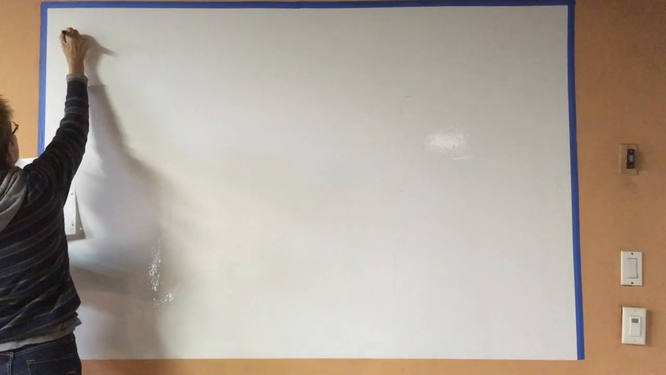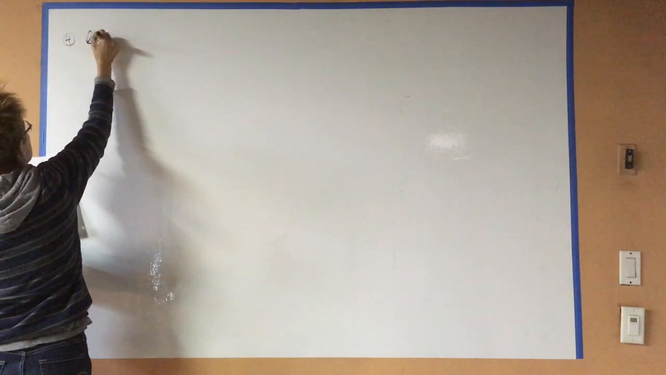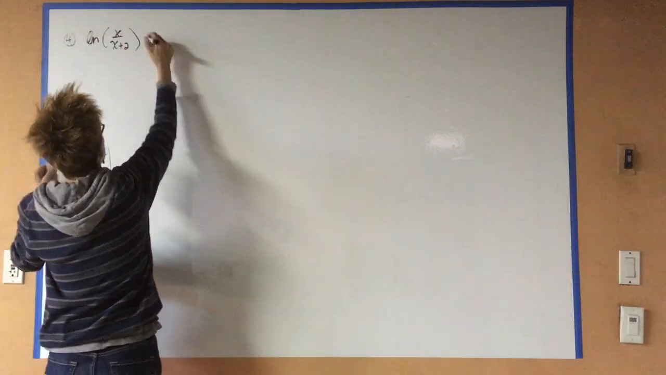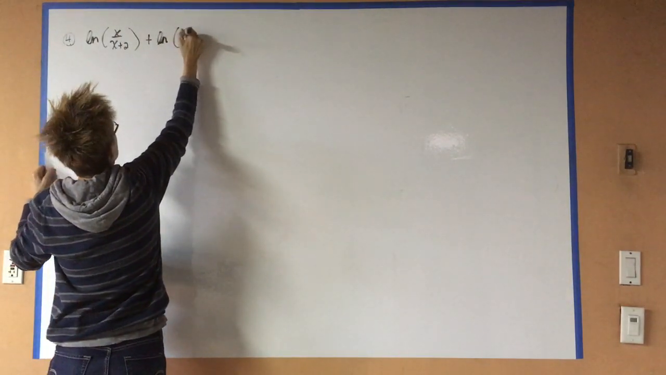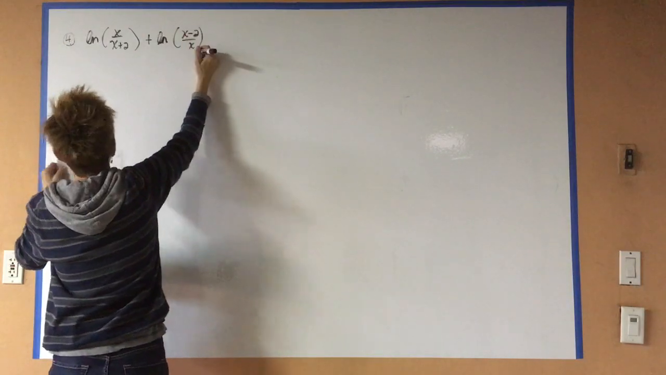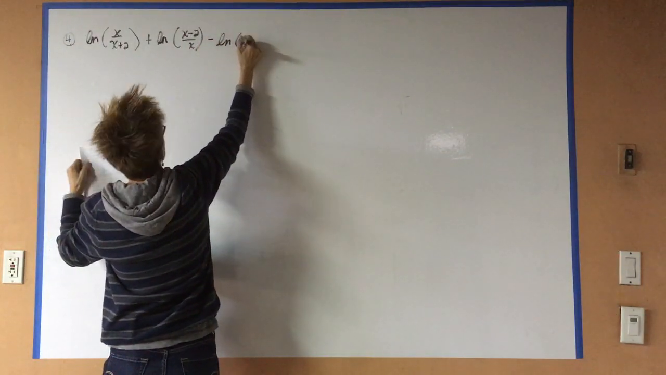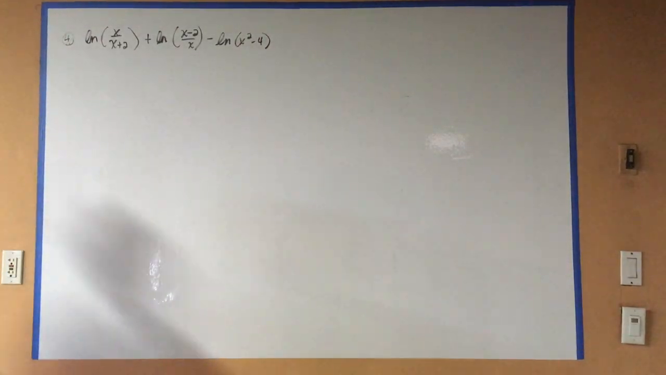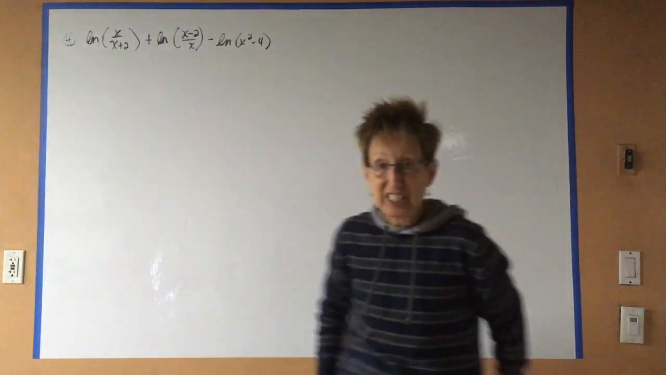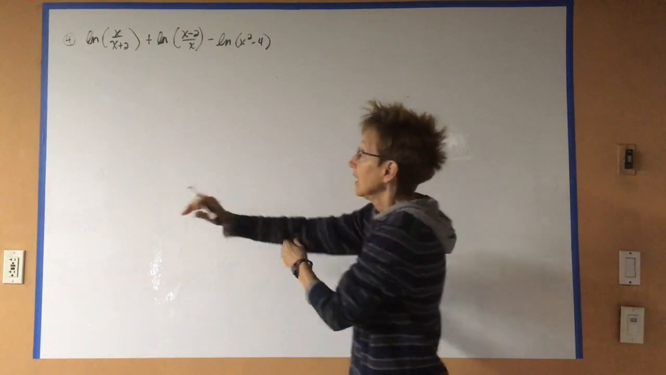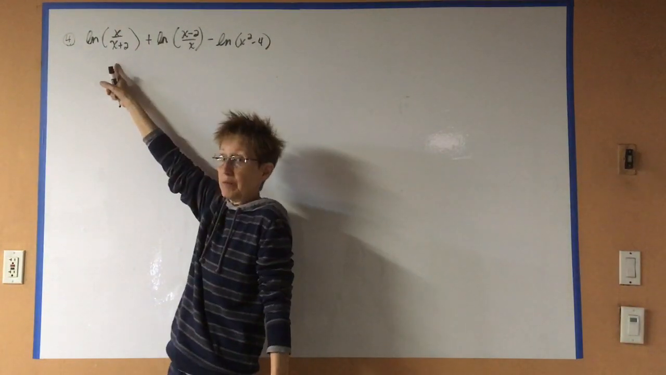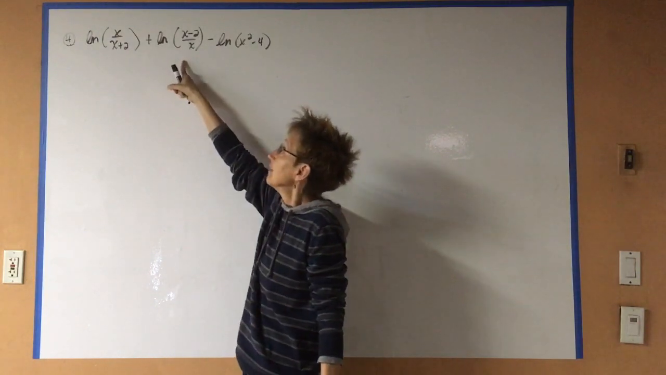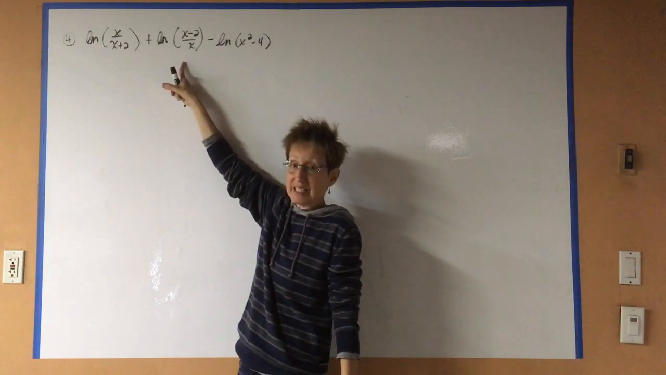So number 4, I've got a bunch of separate logs adding and subtracting. And they want me to condense it into a single log. And actually, they didn't do a very good job because we could have split this up even more, right? ln of x minus ln of x plus 2, ln of x minus 2 minus ln of x. I could have done more on that.